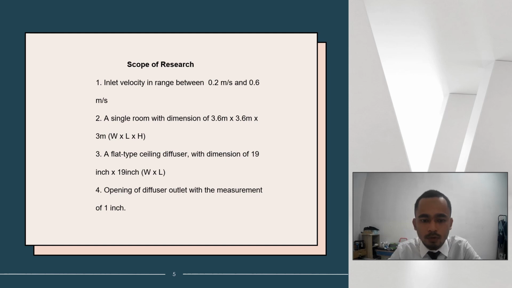For the third point is a flat type ceiling diffuser with the dimension of 19 inches times 19 inches. And this diffuser model that I will be using is based on the actual device, just like I have just mentioned earlier in the objective. For the last part is opening of diffuser outlet with the measurement of 1 inch. This value also is taken from the actual device.